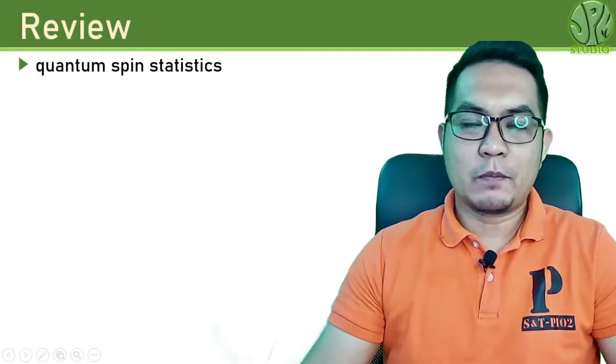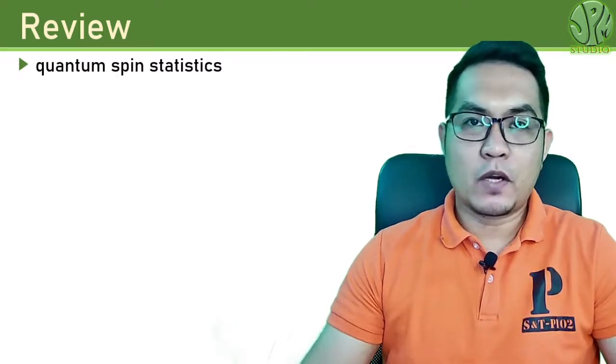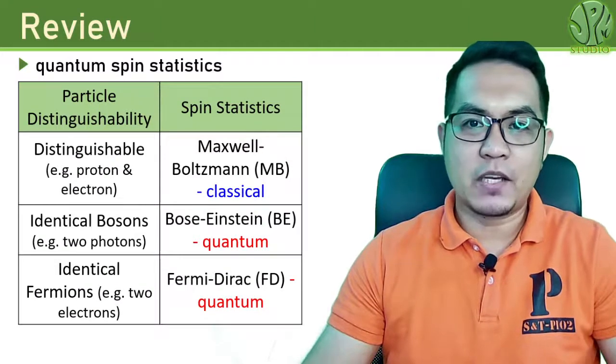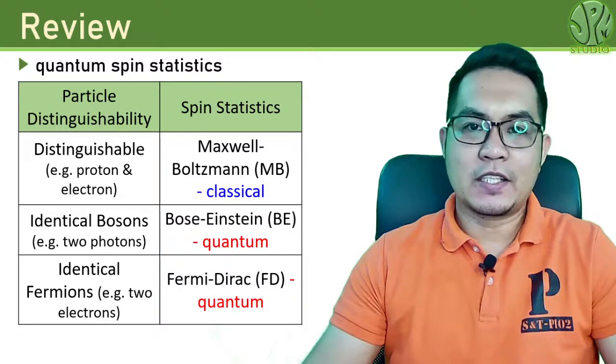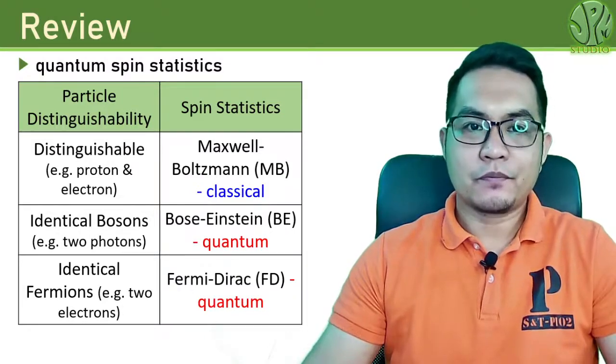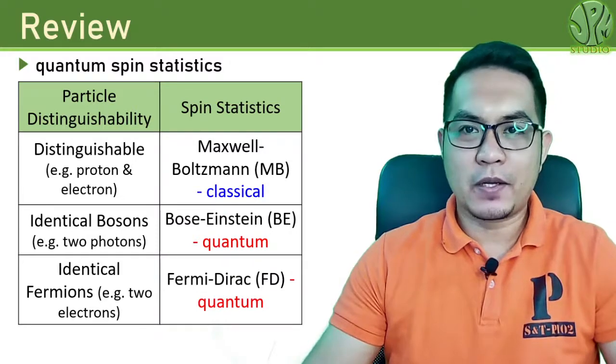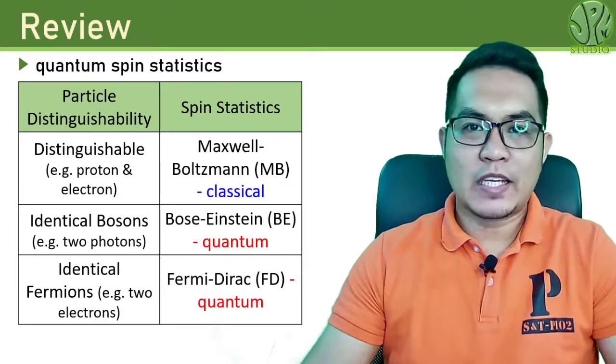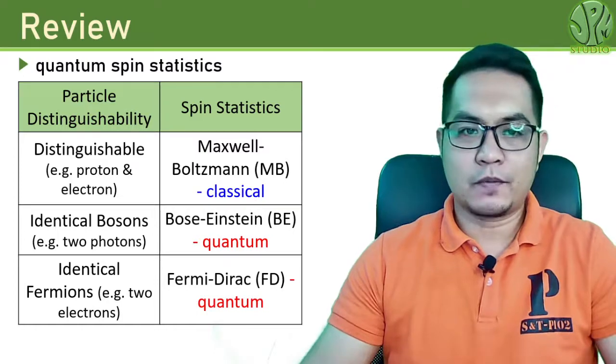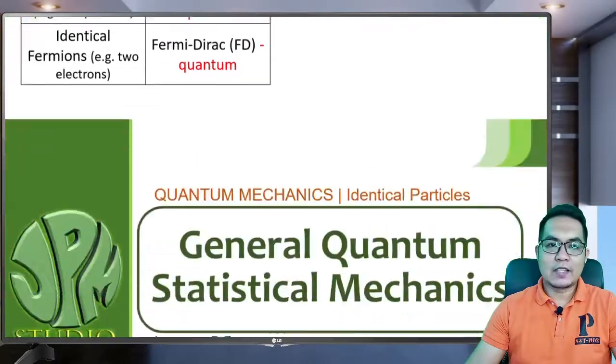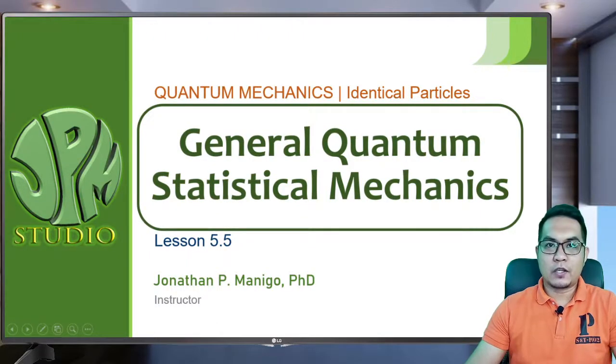Before we proceed, let's review what we have discussed in the previous lessons. We have introduced the concept of quantum statistics depending on the distinguishability of the particles in a system. If the particles are distinguishable, then we use classical statistics, but if the particles are identical, we use quantum statistics. We use Bose-Einstein statistics for bosons and Fermi-Dirac statistics for fermions. So in this last lesson, we will be generalizing the concept that we have presented in the previous lesson, which is on quantum statistical mechanics.